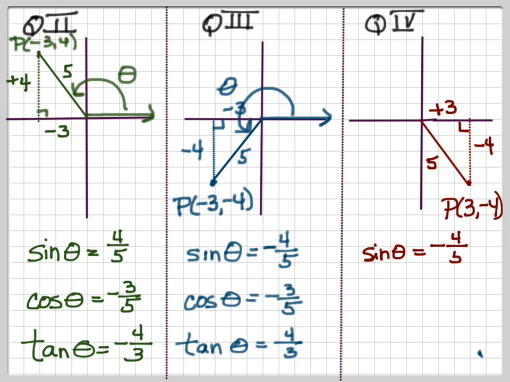So sine of theta is going to be -4/5. Cosine of theta will be 3/5. And tangent of theta, which I should have written the theta and missed that, is -4/3. So we have the same values, but as you see, as the angles go through the different quadrants, their values change as far as their positives and negatives.